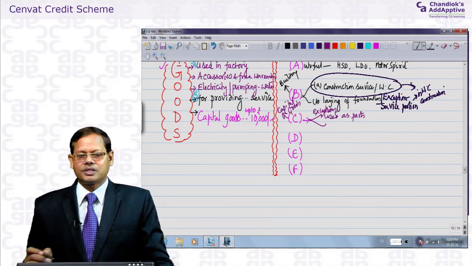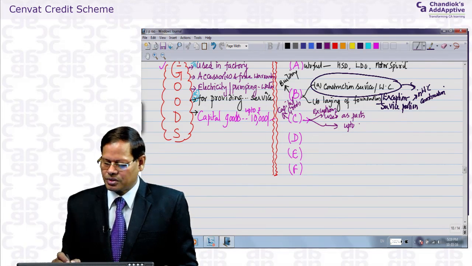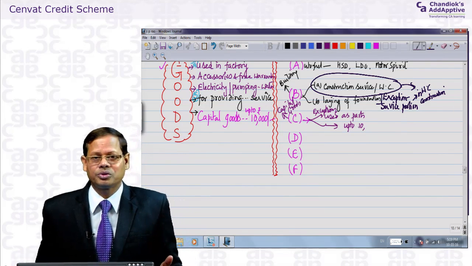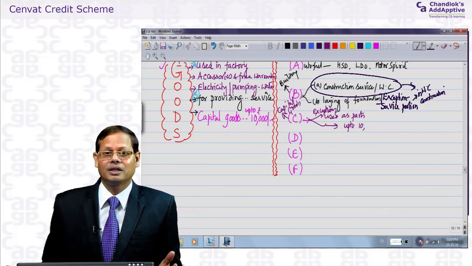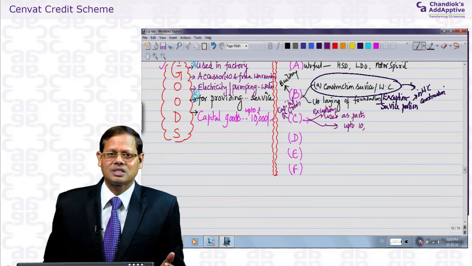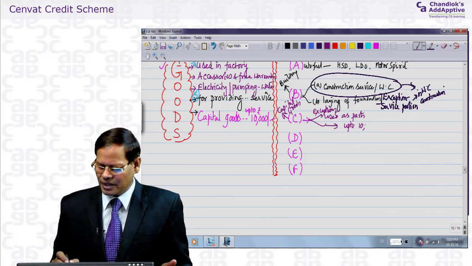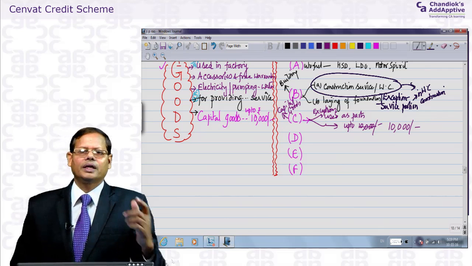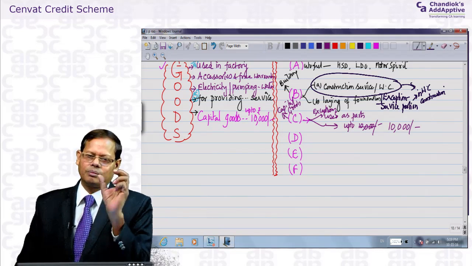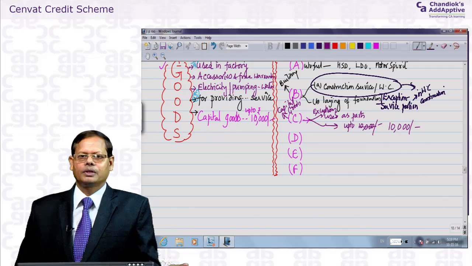And similarly, the recent one, capital goods whose value is not above 10,000 rupees. They use the language up to 10,000 rupees. What do they mean? Inclusive, including 10,000 or excluding 10,000? They should have used the language not exceeding 10,000 rupees. That should have been given more clarity. Anyway, I treat it as not exceeding 10,000 rupees. So, any capital goods whose value per unit or per piece or per item is not above 10,000 rupees is input now. So, we can take full credit.